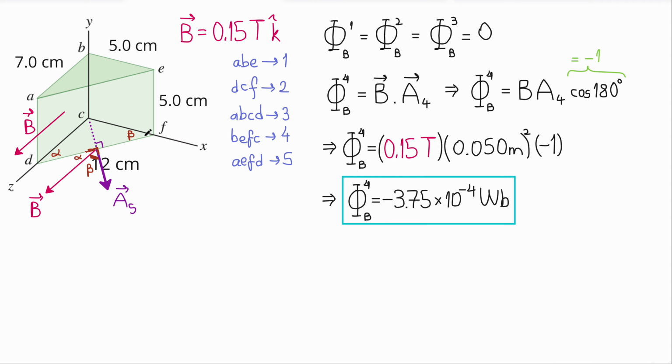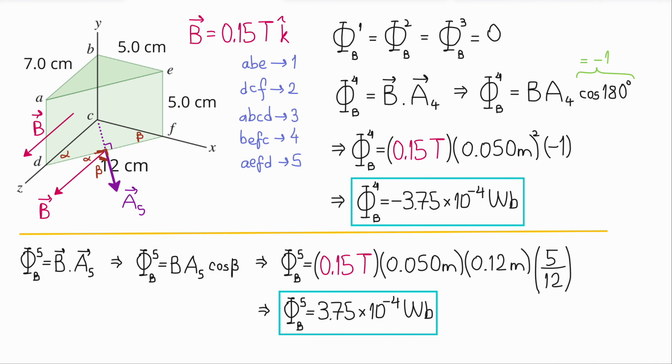And here's a numerical calculation for the magnetic flux through surface 5. It's equal to the magnetic field strength times the area AEFD, which is 5 centimeters times 12 centimeters, times cosine of the angle beta, which is 5 divided by 12. And we get 3.75 times 10 to the -4 Weber. This is the same as the flux through surface 4 with a positive sign.